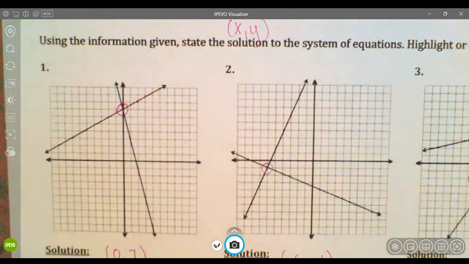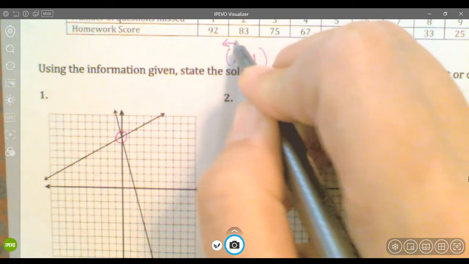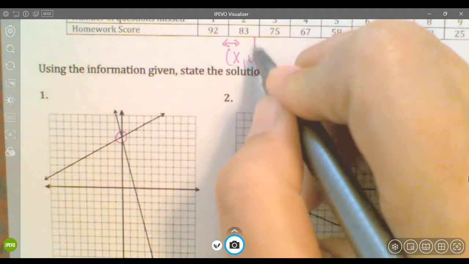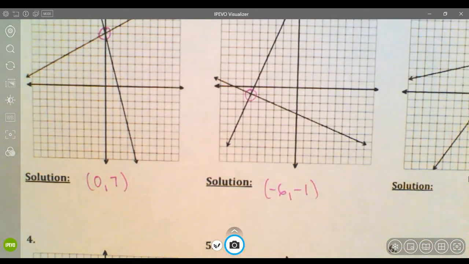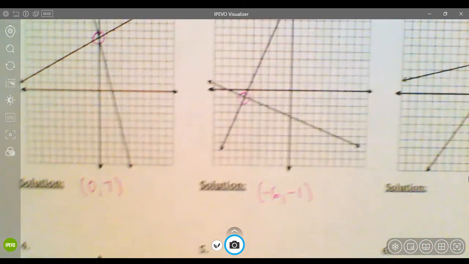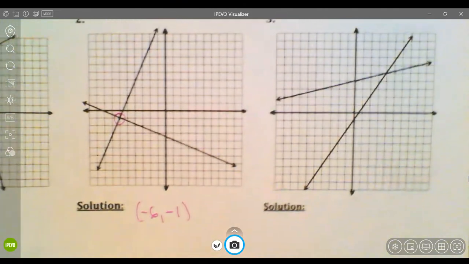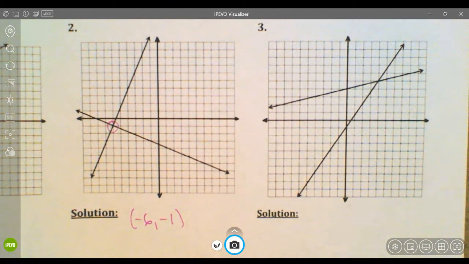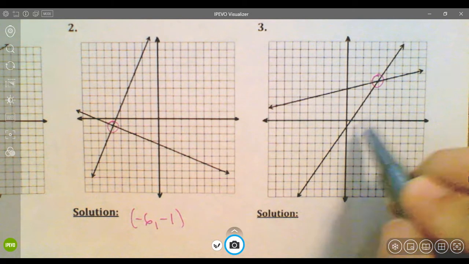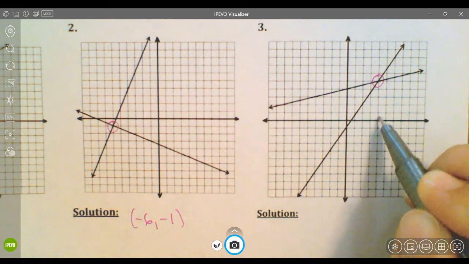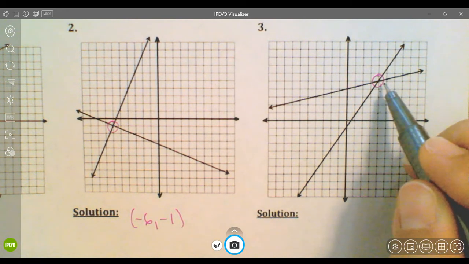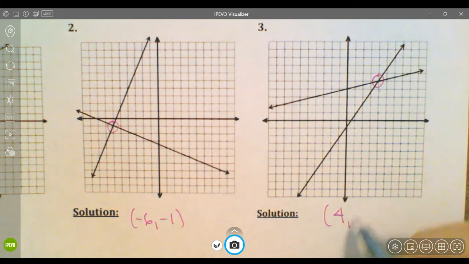Remember, x, y. So x deals with how we move left or right, and the y coordinate deals with how we move up and down. Don't confuse coordinates with slope, because it happens all the time. All right, so number 3 here. What is my solution? Well, we start at the origin. We go 1, 2, 3, 4 to the right, and then 1, 2, 3, 4, 5 up. So my solution is 4, 5.